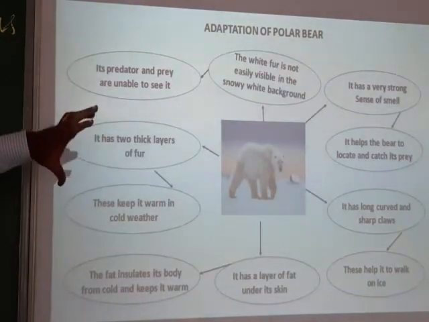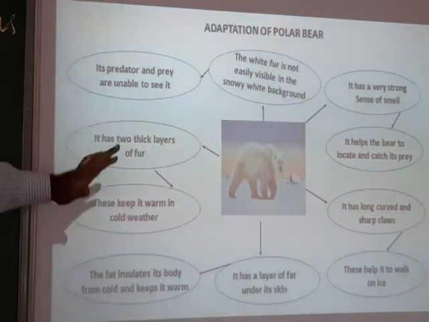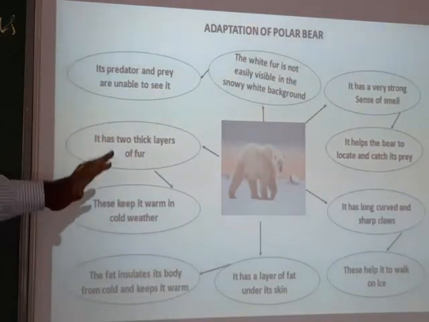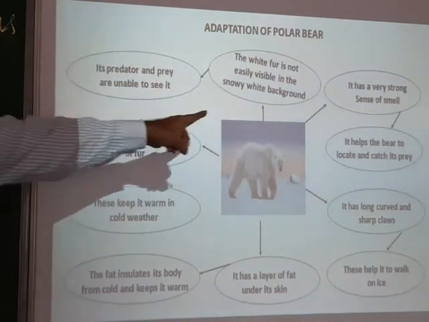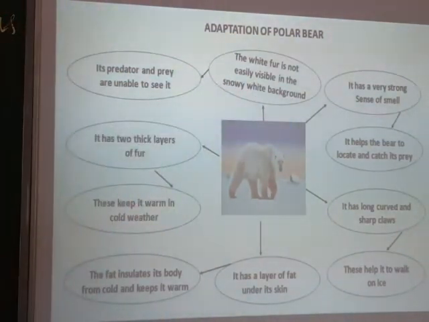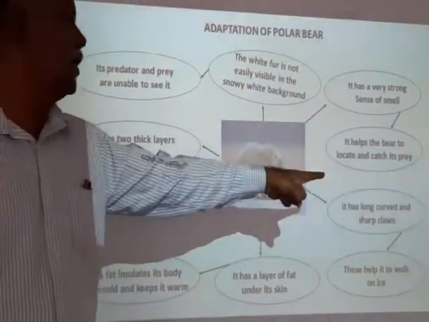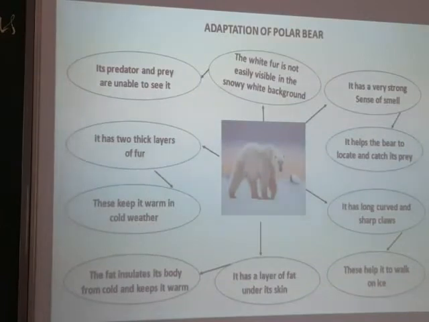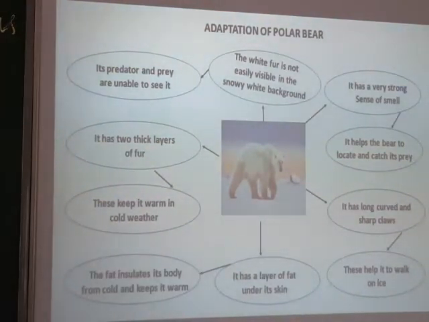All these are the adaptive features of the polar bear to survive in cold climatic conditions. First, the white fur is not easily visible in the snowy white background. Second, it has a very strong sense of smell. Third, it has long paws and short claws. Fourth, it has a layer of fat under the skin. Last, it has two thick layers of fur.